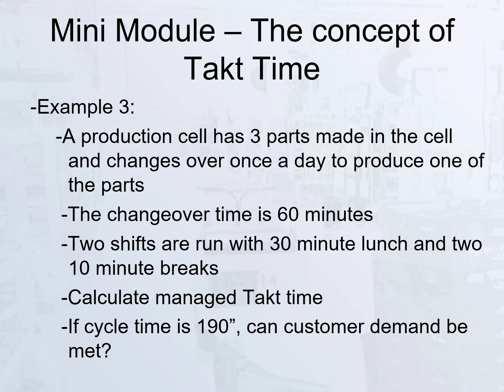So in example 3, we're going to go through an example of managed tack time. A production cell has 3 parts made in the cell, and it changes over once a day to produce one of the parts. So in this example, the changeover time will be 60 minutes, and 2 shifts are run with a 30-minute lunch and 2 10-minute breaks. We'll have you calculate managed tack time, and if the cycle time is 190 seconds, can customer demand be met?